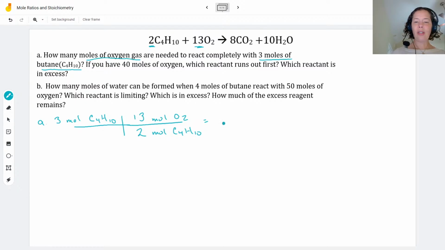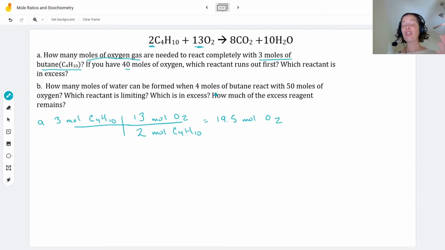And this calculation gives me 19.5 moles of oxygen. Okay, great. So that's how much oxygen gas I need to react completely with 3 moles of butane. So let's go on to the next part. Now we're adding in the other wrinkle. If I have 40 moles of oxygen, which reactant runs out first?